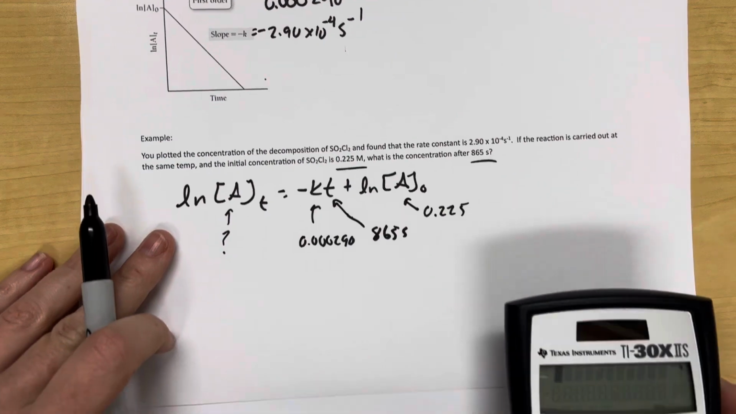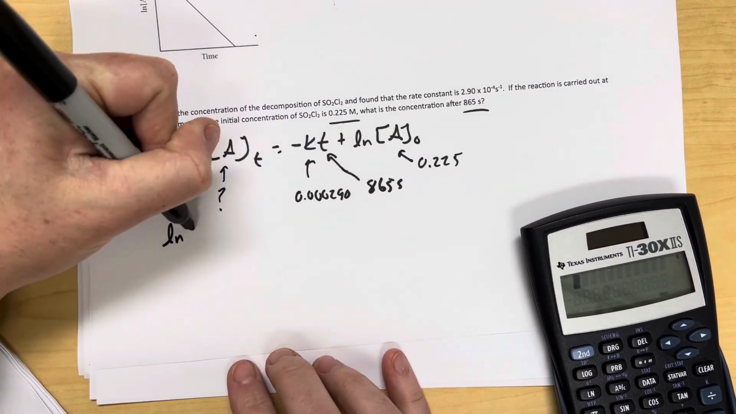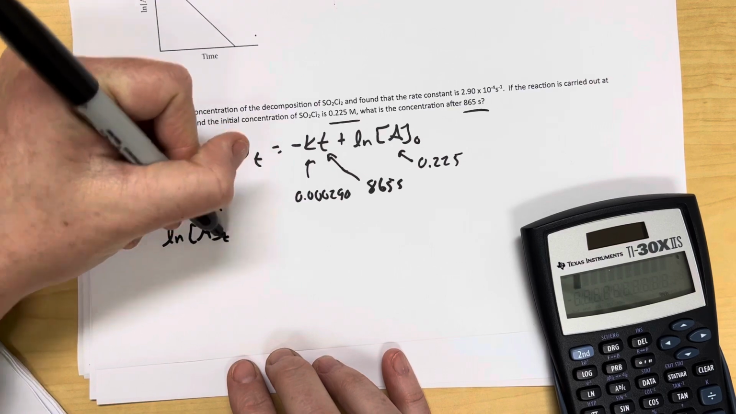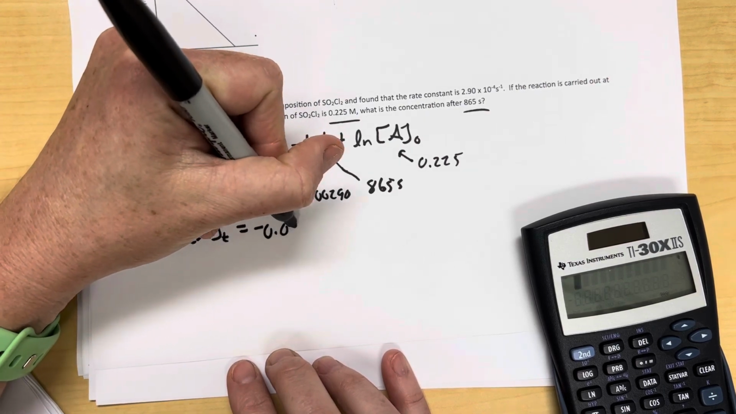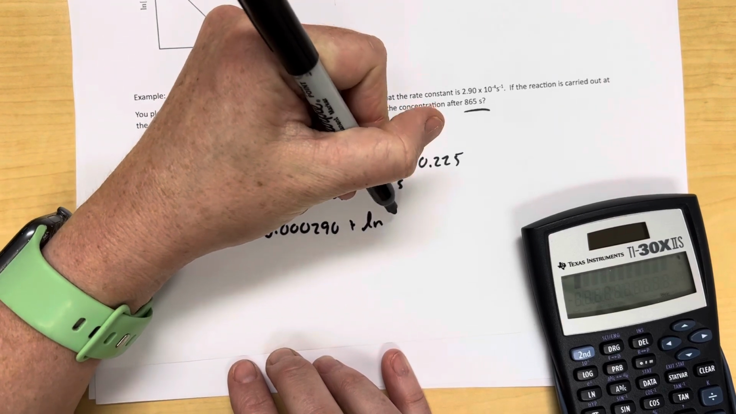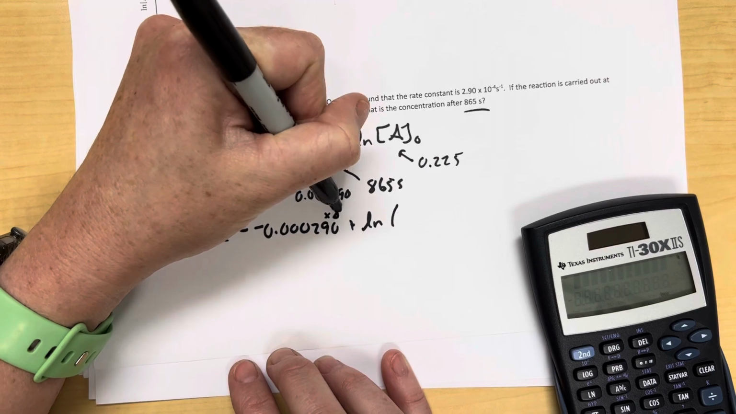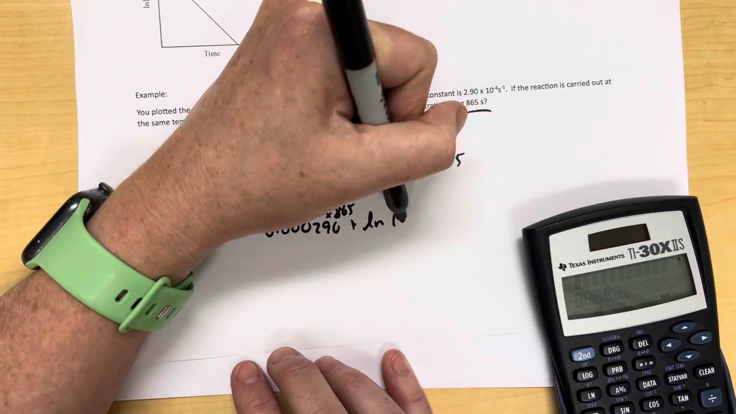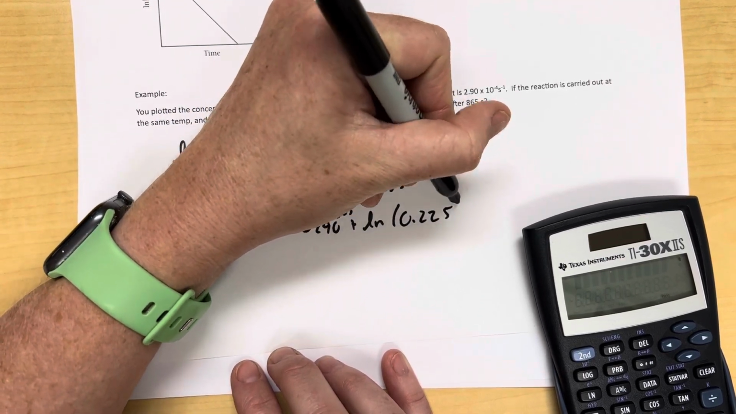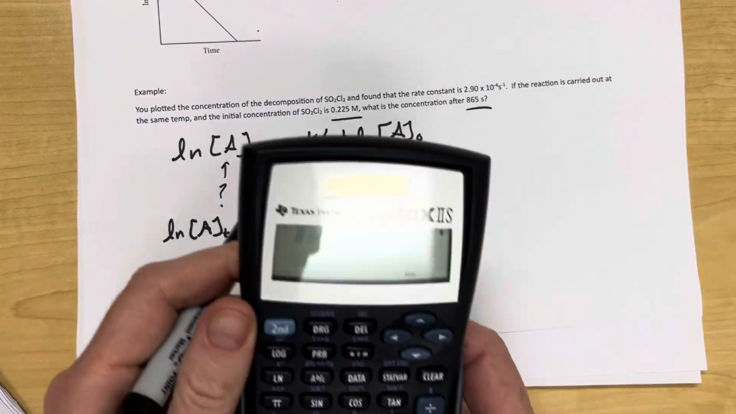Okay, so I'm solving for this. I'm going to go ahead and plug in all my numbers. I've got the ln of A at t equals negative 0.000290 times 865 plus the ln of 0.225. All right, so step number one, I'm going to take the natural log of 0.225.